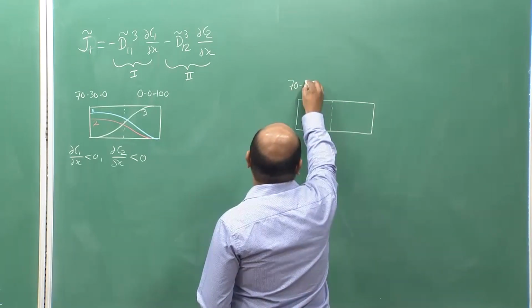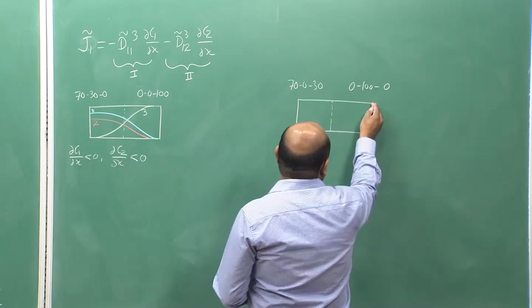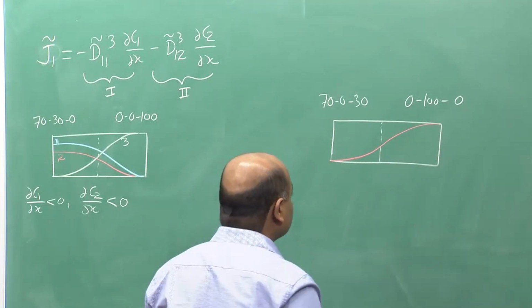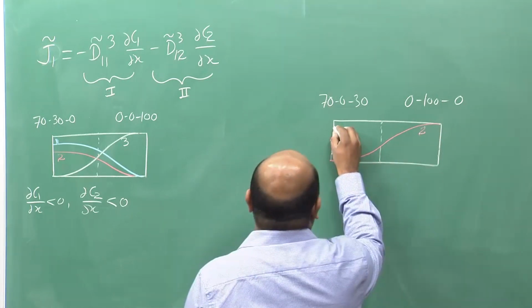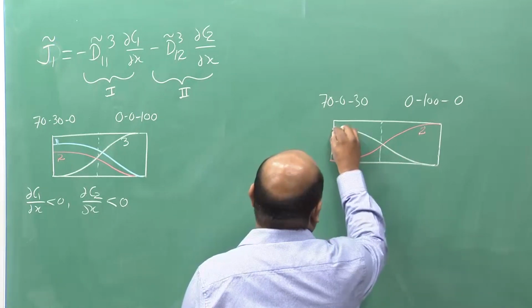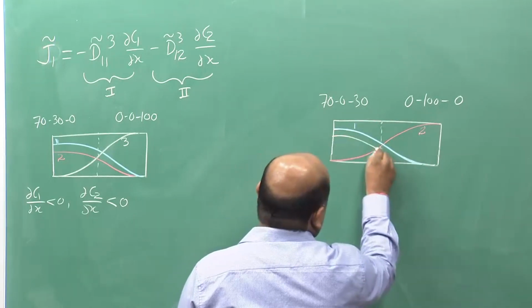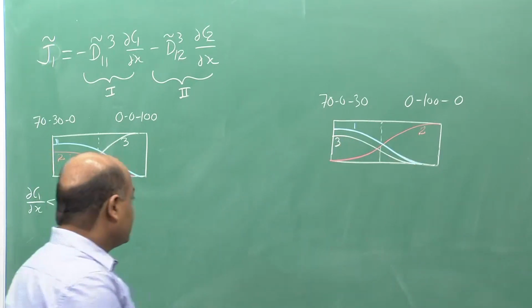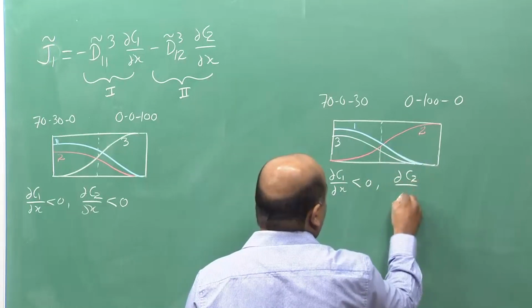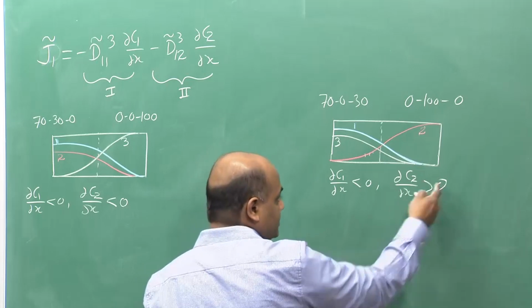So let me assemble 70, 0, 30 with 0, 100, 0. So the second terminal alloy contains 100% of component 2 to start with, and this is again 70 and 30. This is my component 1, this is component 3. So in this case the two gradients are opposite. ∂C1/∂x is negative, but ∂C2/∂x is positive. As I am increasing x, the concentration of 2 is increasing, that is why the gradient is positive.